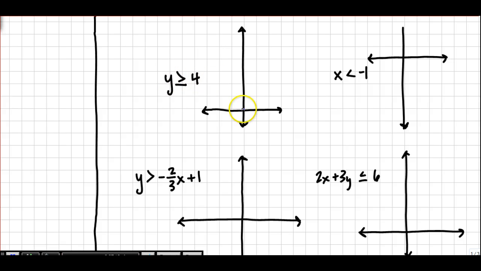On this first one, y is greater than or equal to 4. I know that that's going to be a horizontal line at 4 on the y-axis. 1, 2, 3, 4. I know it's going to be a solid line because of the greater than or equal to symbol. If the equal to was not there, then I would have drawn a dashed line. Now I'm looking for y values that are greater than 4, and I know indeed that those are going to be above the line. So that's where I'm going to shade everything above the line. And sometimes, just to make sure, I put a little arrow to indicate that it does keep going above.